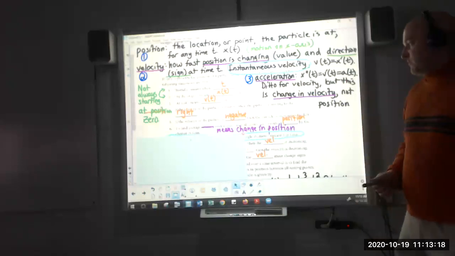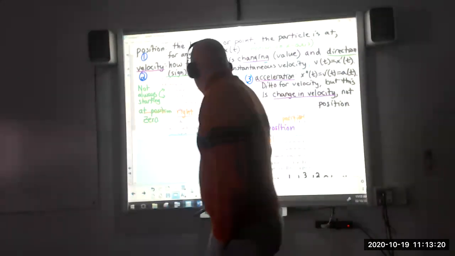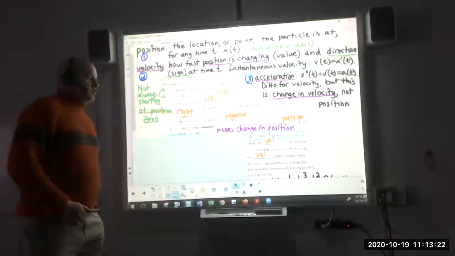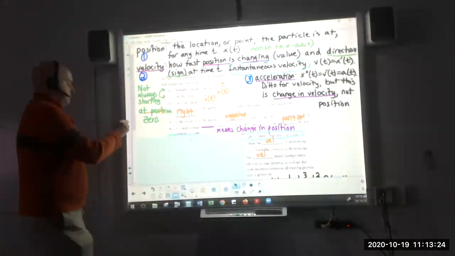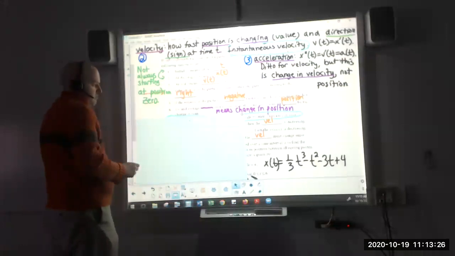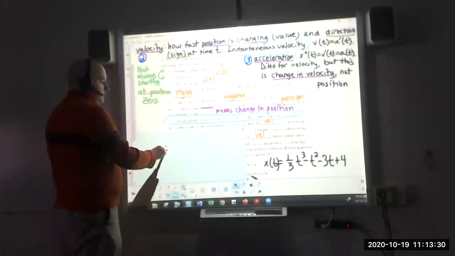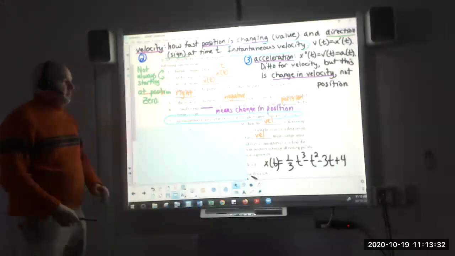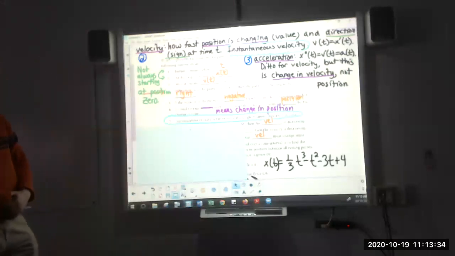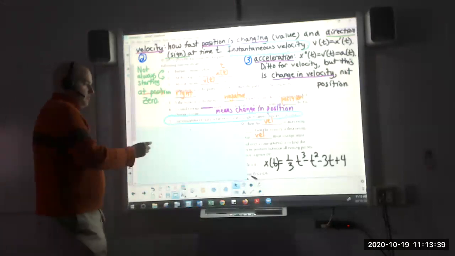So you want to be very careful with this, and remember that average velocity means change in position over change in time. So you want position values. And if you're doing average acceleration, change in velocity over change in time. And we're doubling down on that idea. Again, instantaneous velocity is at a single moment. That's why we need the derivative.